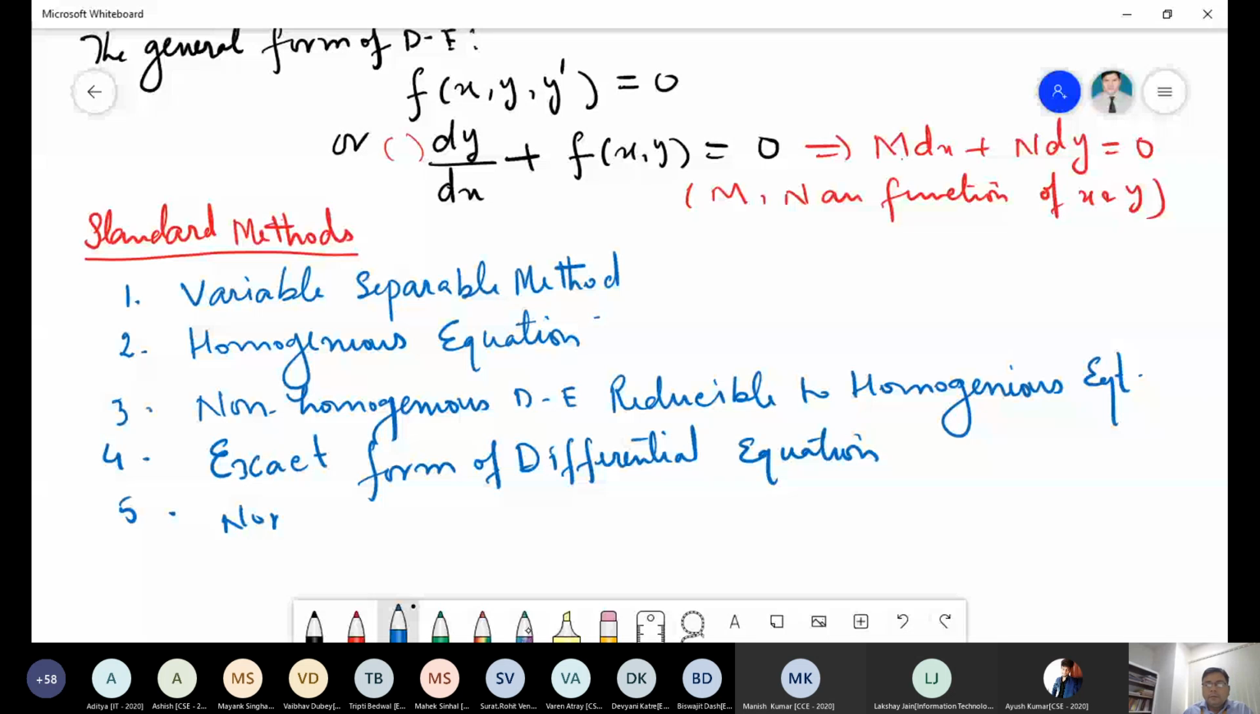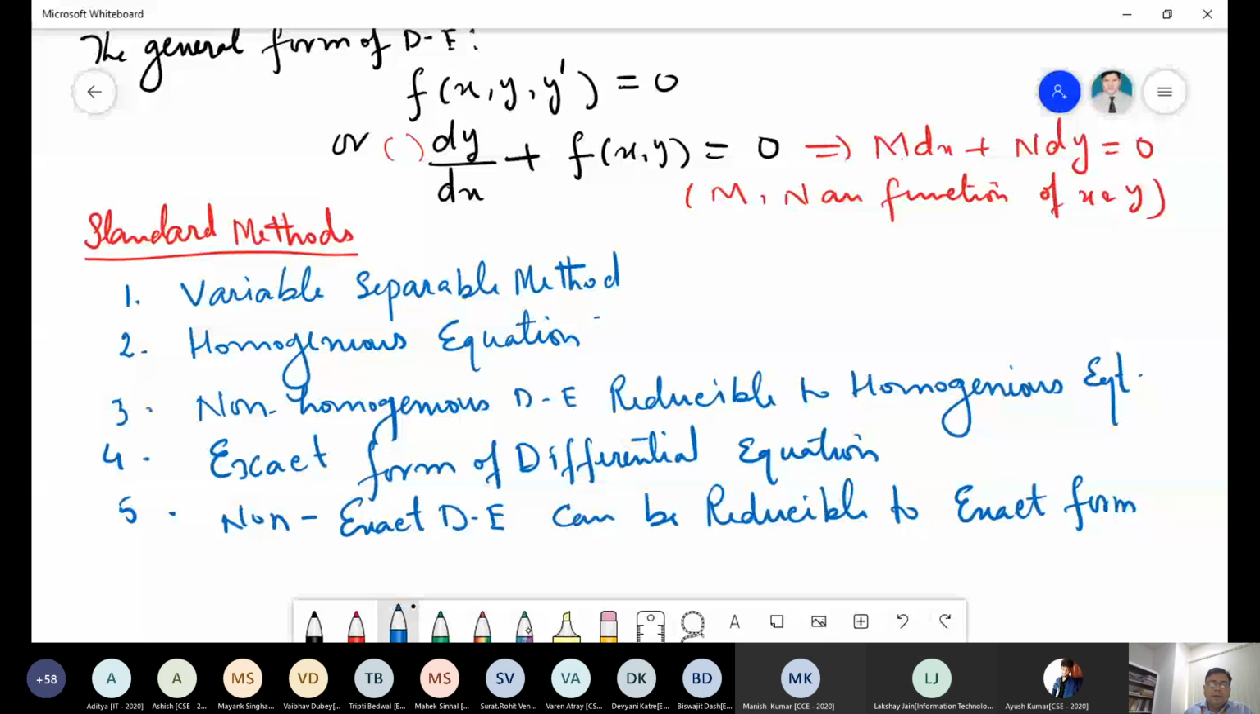It can be made exact, reducible to exact form, and we have to reduce this by writing it in brackets using an integrating factor. This is one of the integrating factors, right?